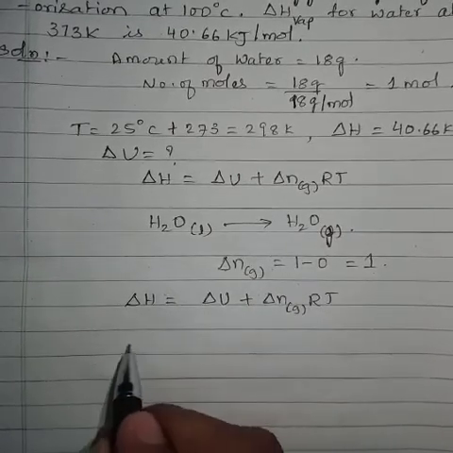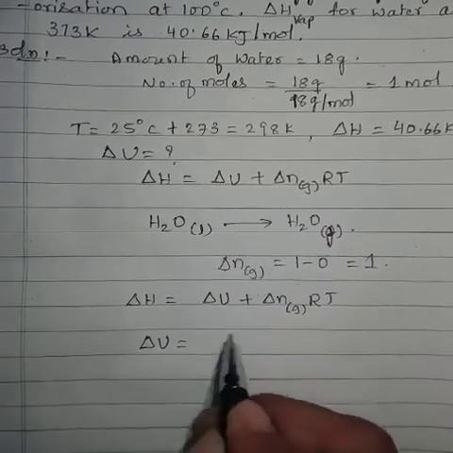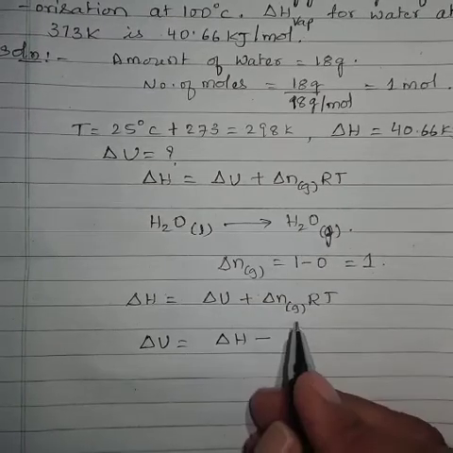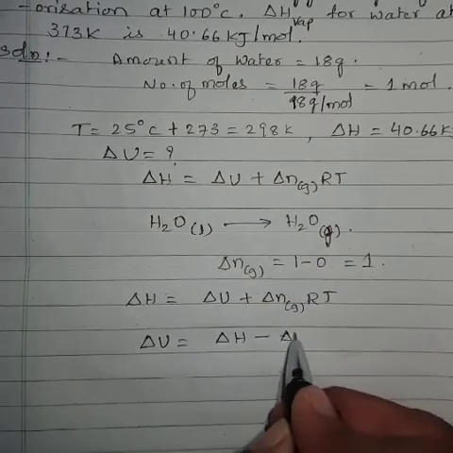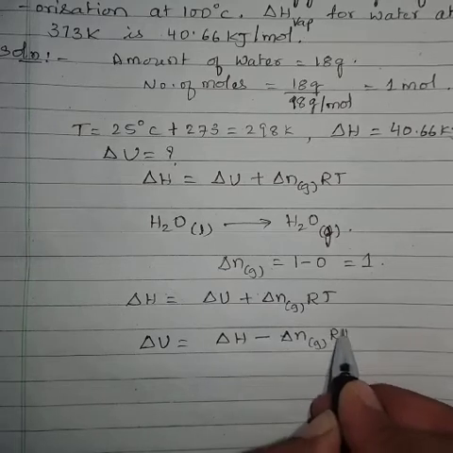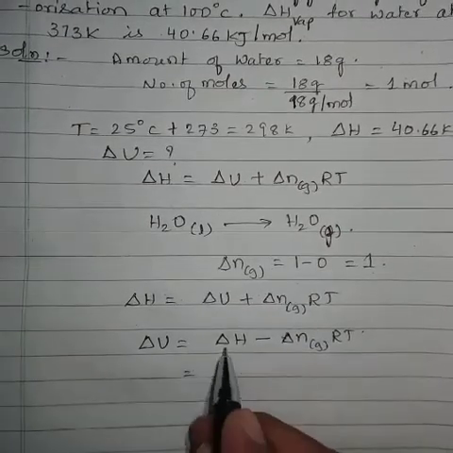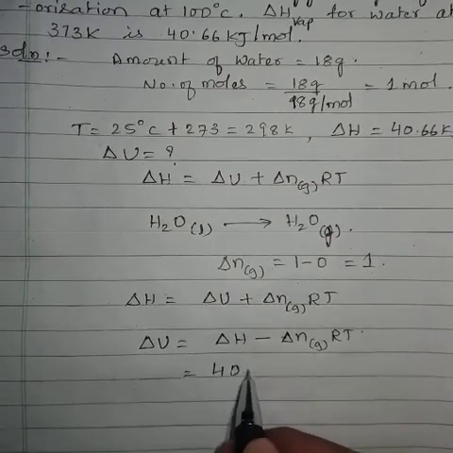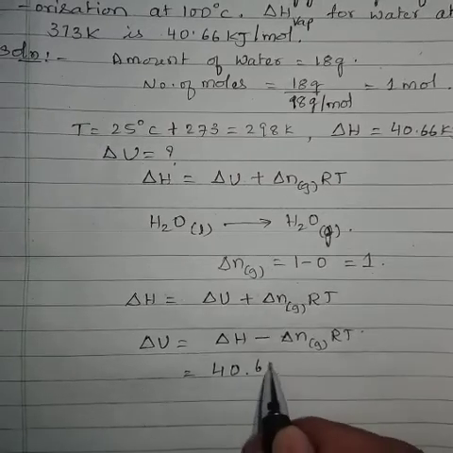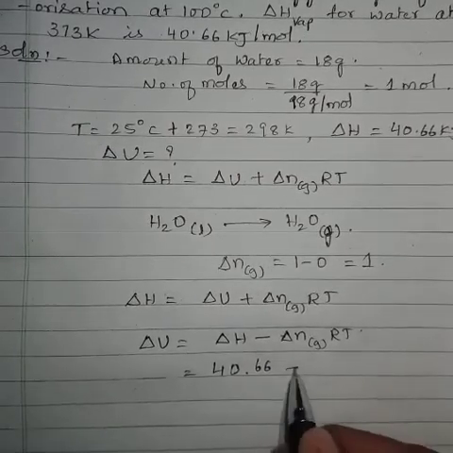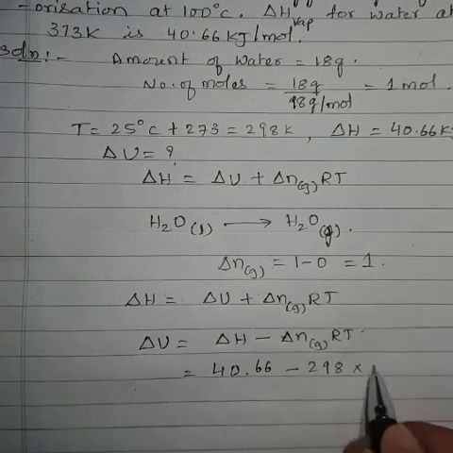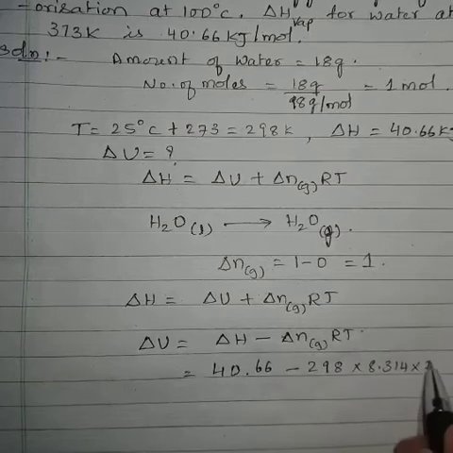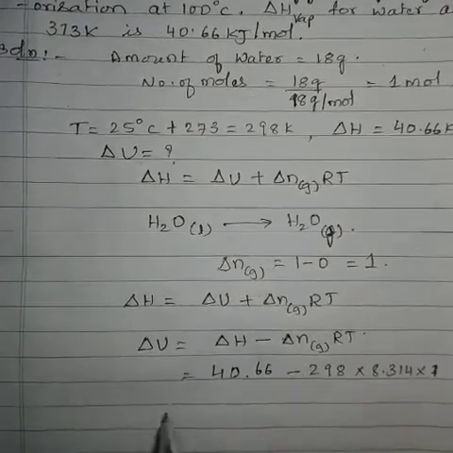Delta H value is given, so delta U you have to calculate. So delta U is equal to delta H minus delta Ng RT. Here this value must be positive because heat is absorbed. So 40.66 kilojoules minus 298 into 8.314 into 1, that is delta Ng.